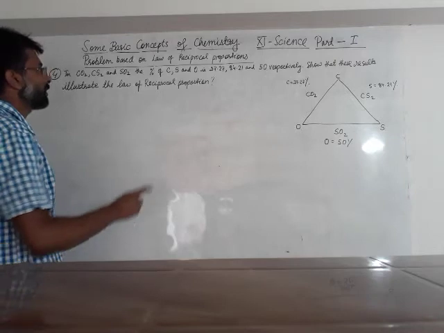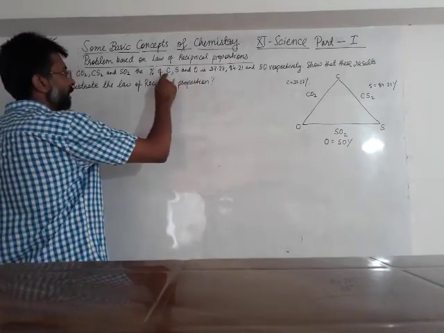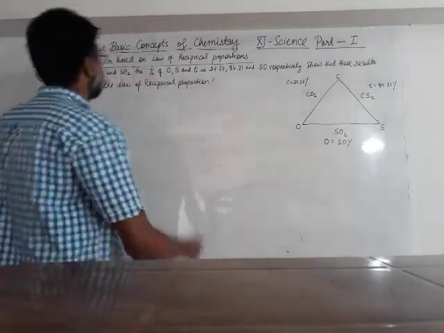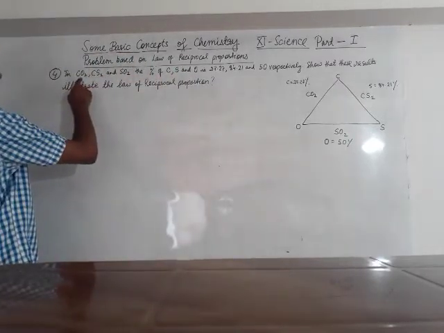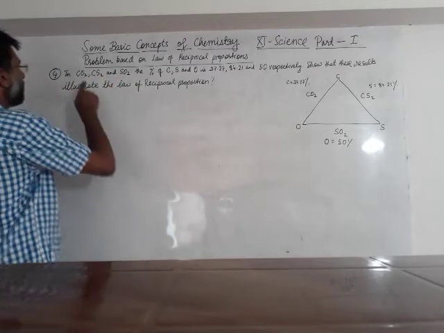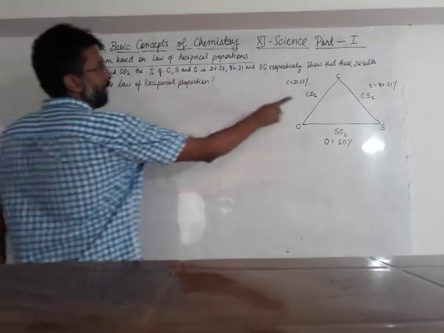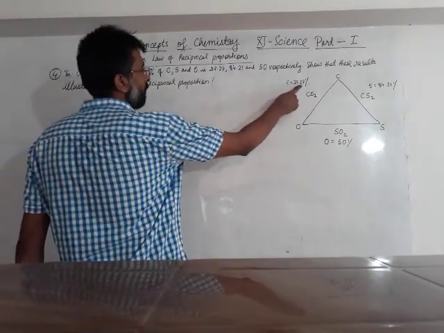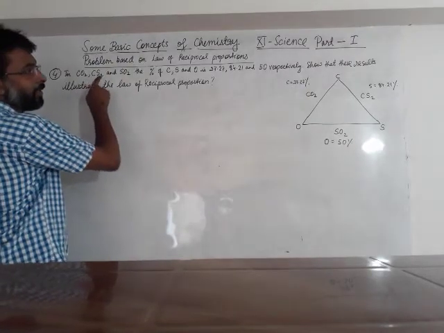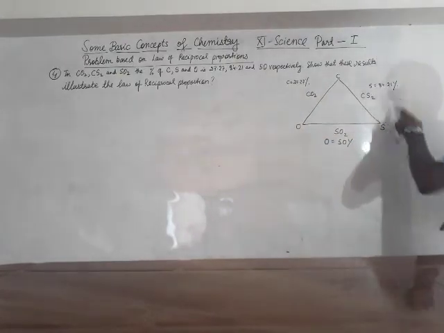Basically what I mean to say is there are three elements: carbon, sulfur and oxygen, forming three compounds. The first one is carbon dioxide, the second one is carbon disulfide and the third one is sulfur dioxide. And in these three compounds, the percentage of carbon in the first one is 27.27%. In carbon disulfide, the percentage of sulfur is 84.21%.